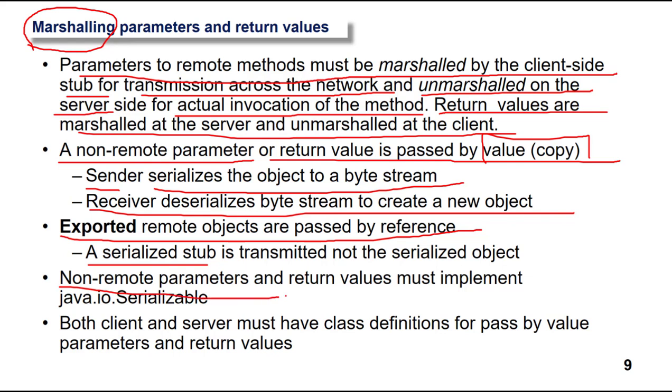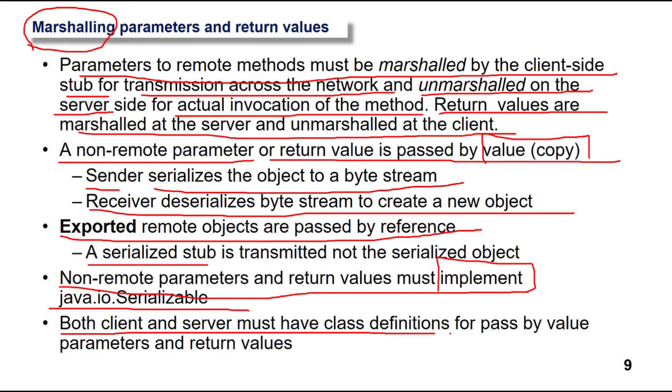Non-remote parameters and return values must implement the serializable interface. So if you want your objects to be transported over the internet, then the main type of that object needs to implement the serializable interface. And both client and server must have class definitions for pass by value parameters and return values, obviously.